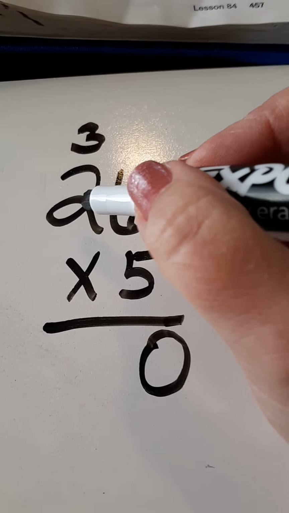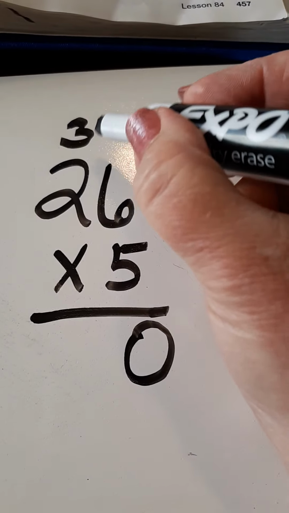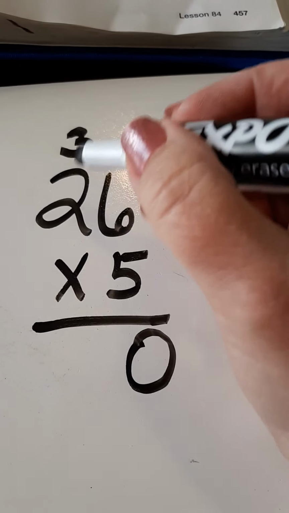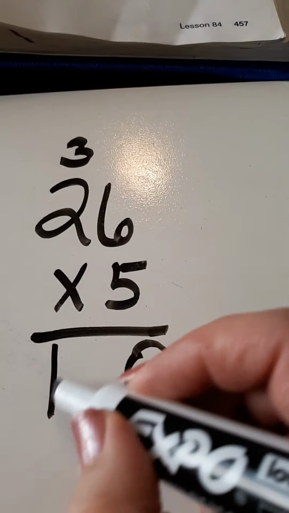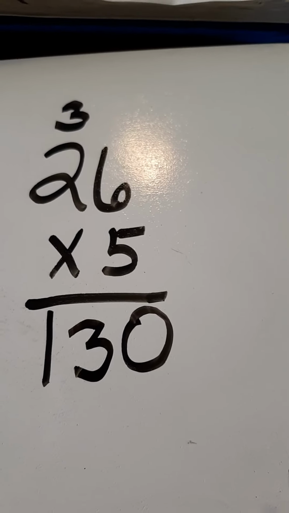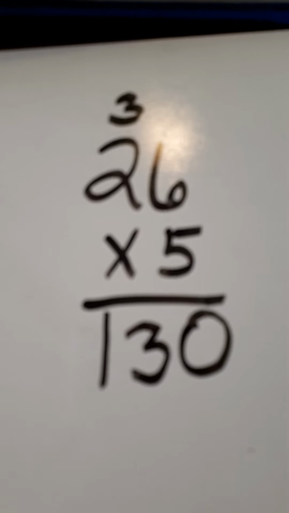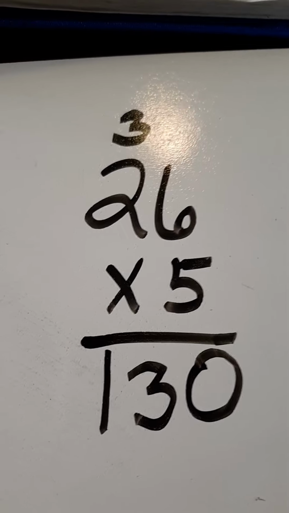5 times 2 is 10. That's right. But we can't forget this 3 up here. 5 times 2 is 10 plus 3 more is 13. So our total answer is 130. And let's see if that's what they got on theirs. Yes, it is. They also got 130. Sorry, it's looking a little blurry there. See if we can refocus. There we go. That cleared it up.